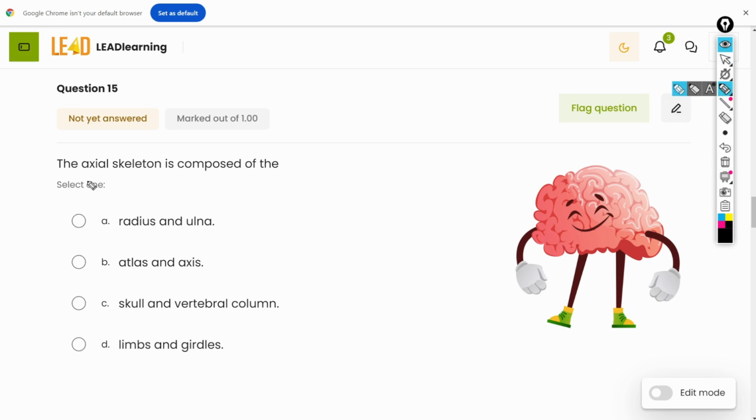Question 15. The axial skeleton is composed of... Now, the axial skeleton is also called the central column of bones, and it is so called because it provides central support. So it starts with the skull, and then it connects to the breastbone, and then the vertebral column.